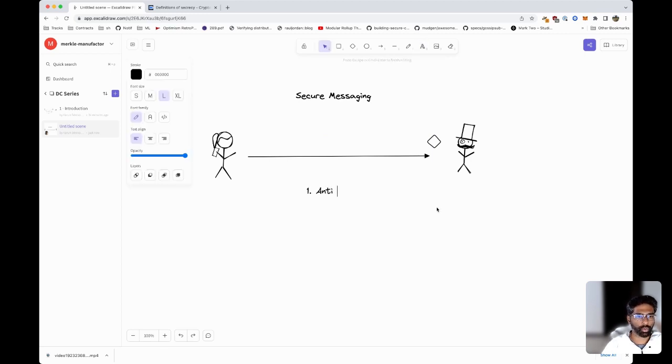The first of which is what we call anti-forgery. What anti-forgery means is that Bob is able to verify on receipt of a message that Alice, and only Alice, was the author of that message and nobody else could have produced that message. This is, for obvious reasons, an important foundation for any kind of messaging protocol.